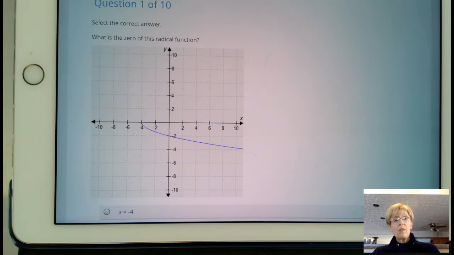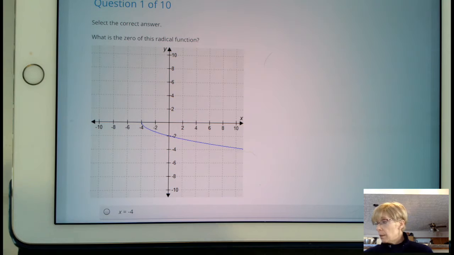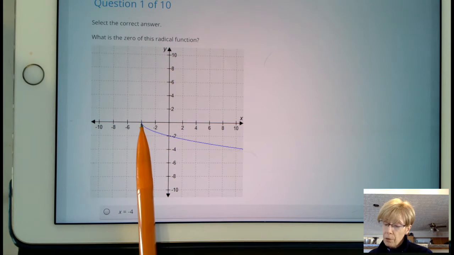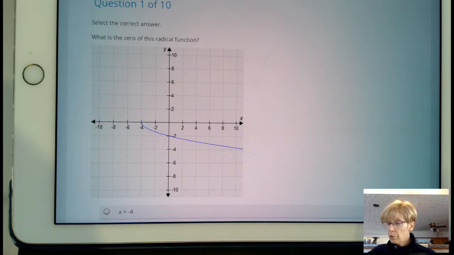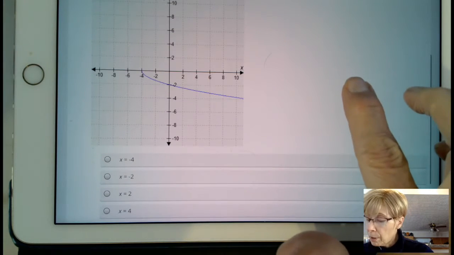What is the zero of this radical function? Well, the zero of the radical function is where the graph crosses the x-axis, and it crosses here at -4, which is actually the only answer that you can see on my screen right now, which is -4.